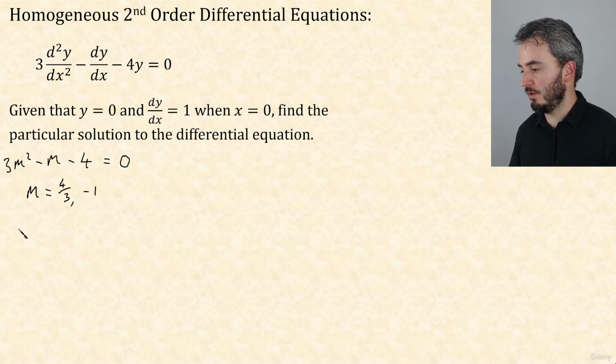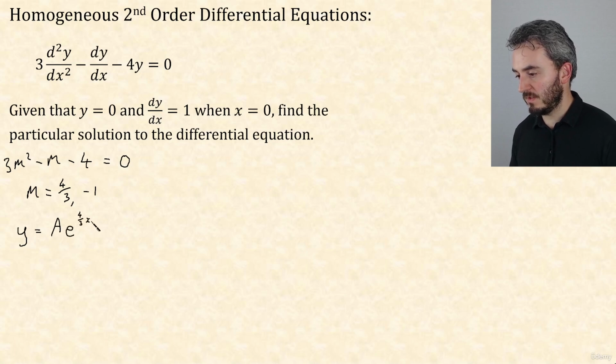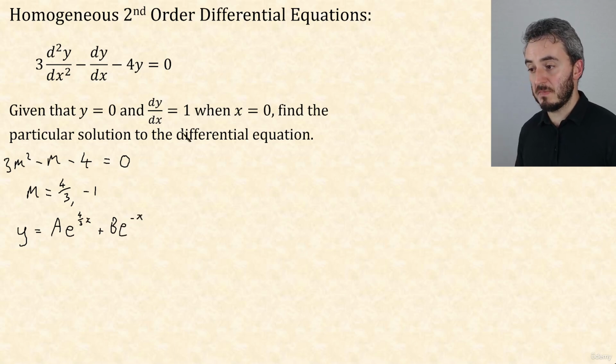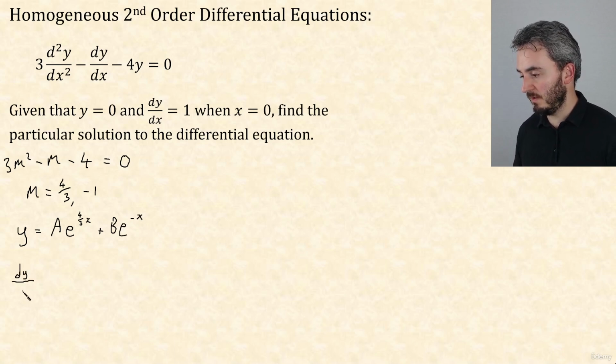So the general solution is y equals a times e to the 4/3 x plus b e to the minus x. And now I'm going to use these boundary conditions to find a and b. So I'll differentiate this, because I'll certainly need that.